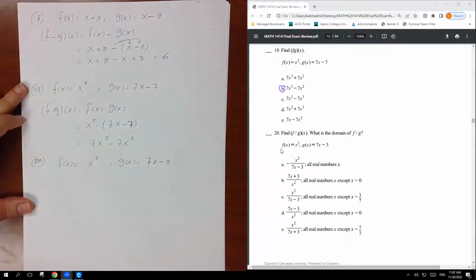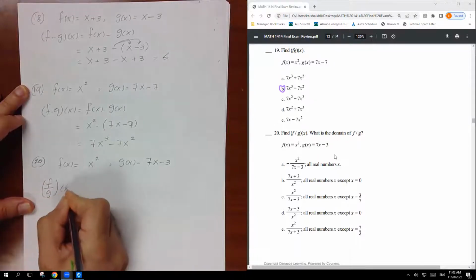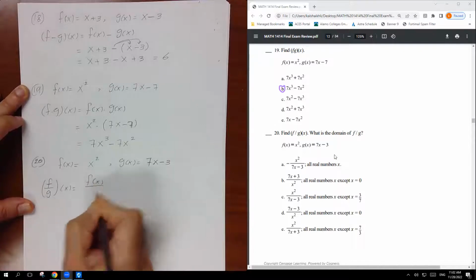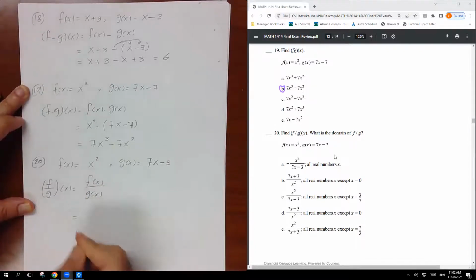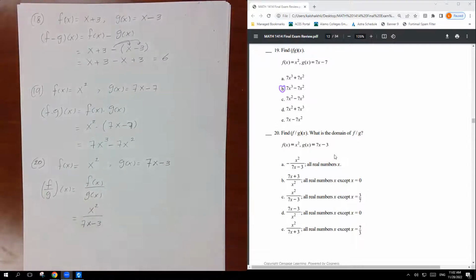For example 20, we have f of x equals x squared and g of x equals 7x minus 3. We need to find f divided by g. So f divided by g of x equals f of x divided by g of x, which is x squared divided by 7x minus 3. If you look at these two parts here, we can't simplify the x squared with the x. That means I can't simplify everything. So this one is going to be my solution. In this case, we're just going to choose C, x squared divided by 7x minus 3.